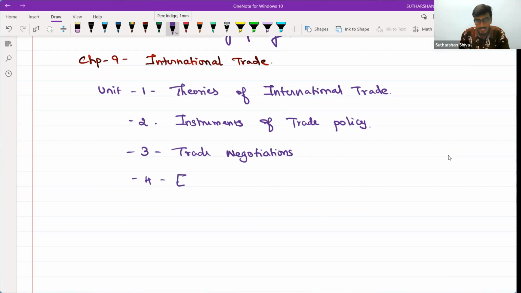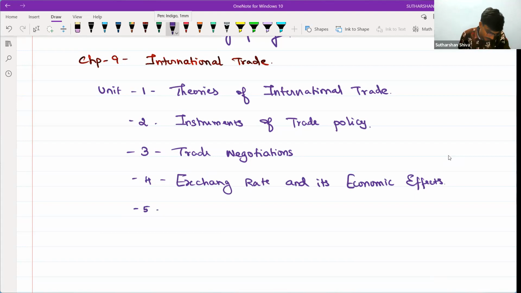Then the fourth unit is based on exchange rate, the differentiation between dollar and Indian rupee, INR, and all you are going to learn. And it's most important, economic effects. Then unit number 5 is based on international capital movements.